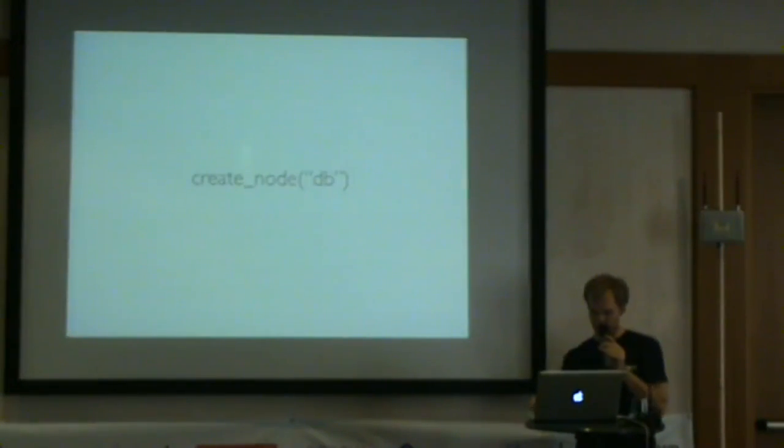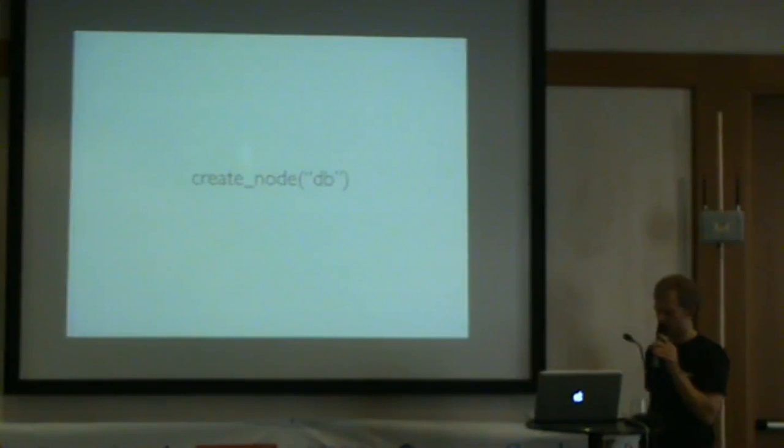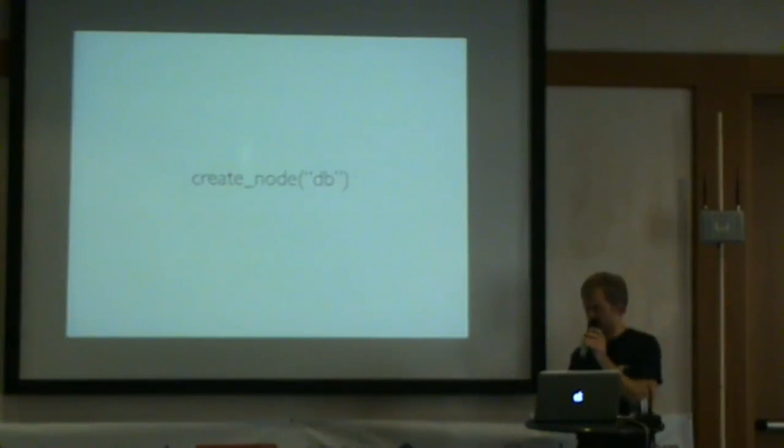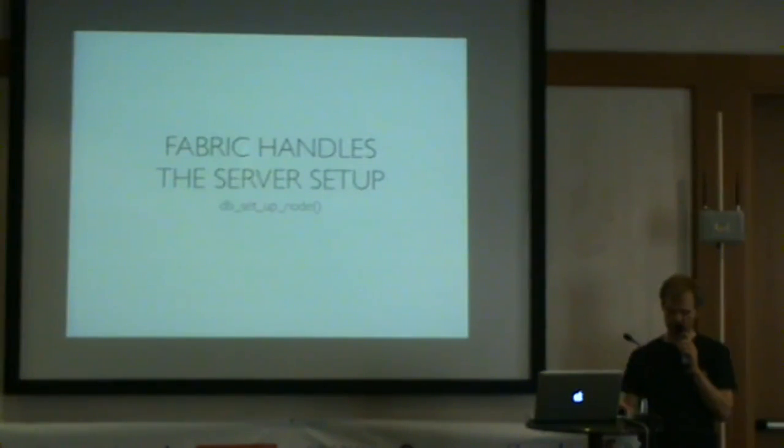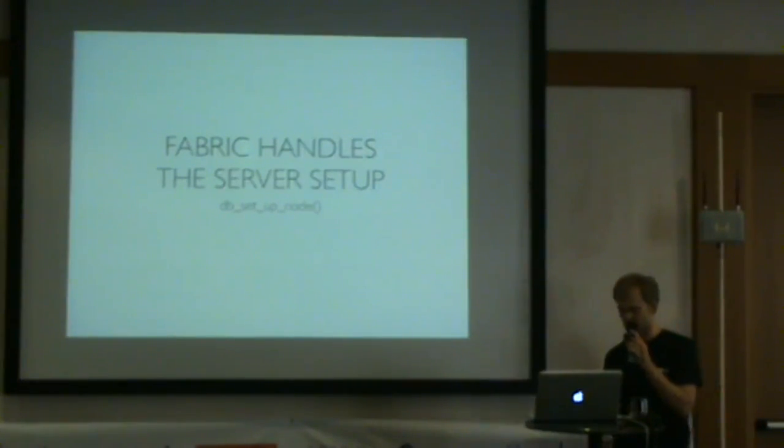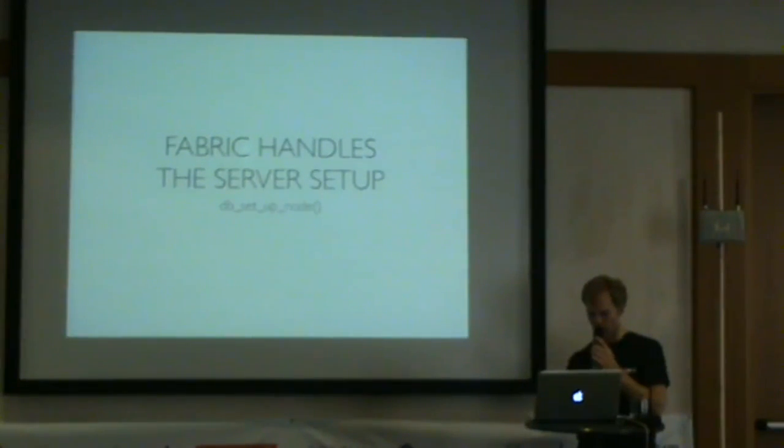So with this single command, create node DB, we just launch a new database server with everything set up with proper IP and proper security group and a key pair so we can log into the machine. And then Fabric handles all the setup. So we just use Boto to get the machine configured in the right way, and Fabric is what we use to log into the machine and configure it.